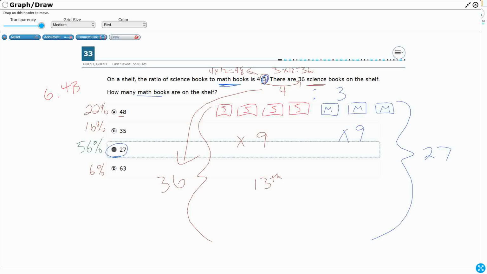So this was our 13th easiest item on the test. And the trick here is that both of the numbers given, 4 and 3, are both factors of 36. So you really had to think for a moment as to which number you wanted to multiply, either the 4 or the 3, to try to get up to that 36.